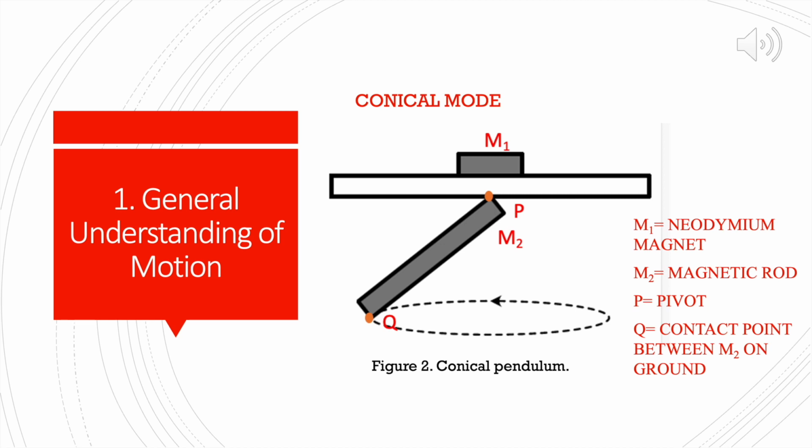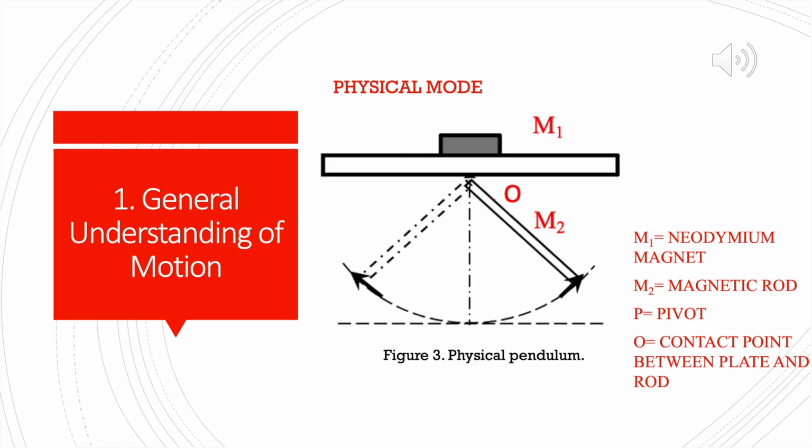First, right after the release from initial height, the pendulum performs as a conical pendulum. The particles of the rigid rod experience a horizontal circular motion in the XY plane. Then it quits the conical mode and starts to move in a physical pendulum mode until it stops. In this mode, the pendulum swings back and forth in a vertical plane perpendicular to the XY plane.